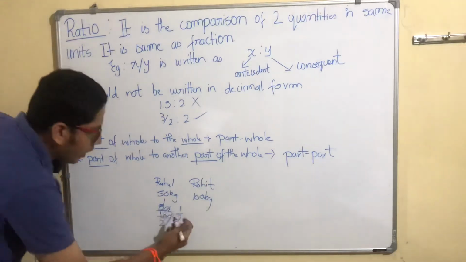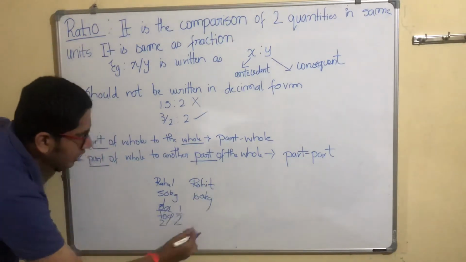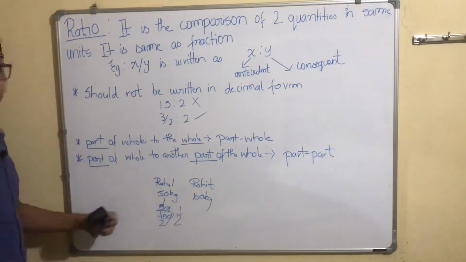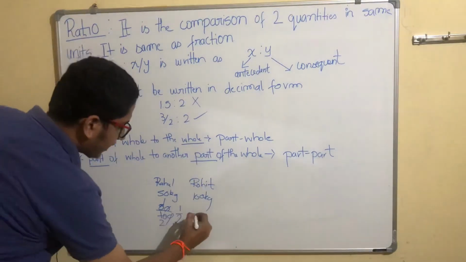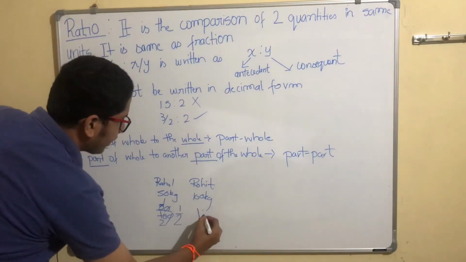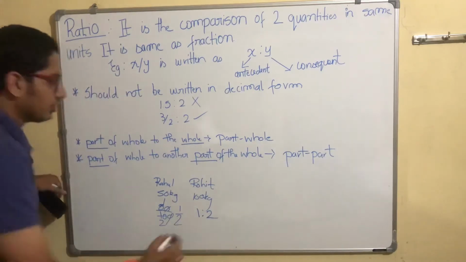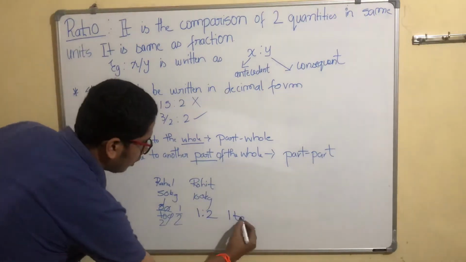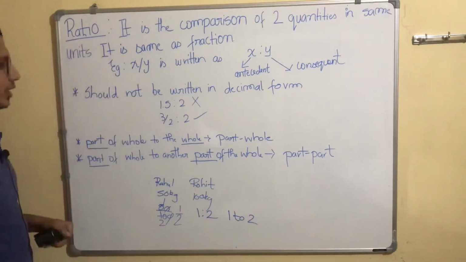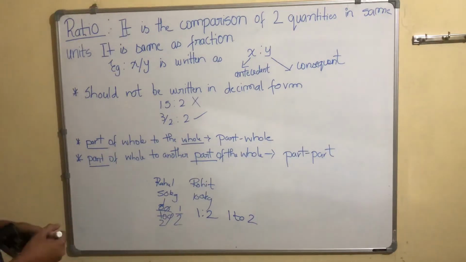So what does this mean? 1 by 2 means Rohit's weight is 2 times that of Rahul. You can write it as a fraction, or if you want to write it as a ratio, you can write it as 1:2, or as 1 is to 2. So there are three ways you can write this.